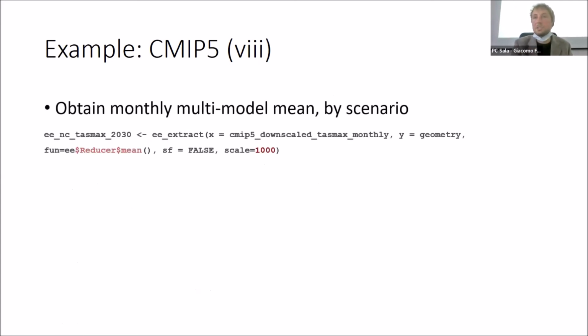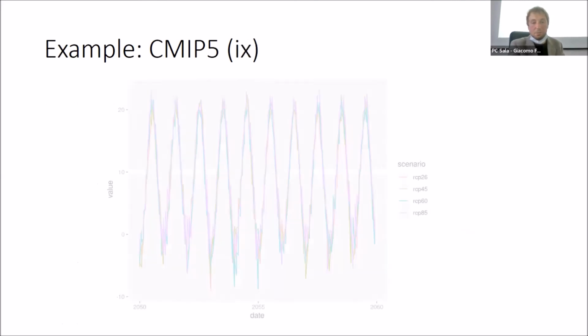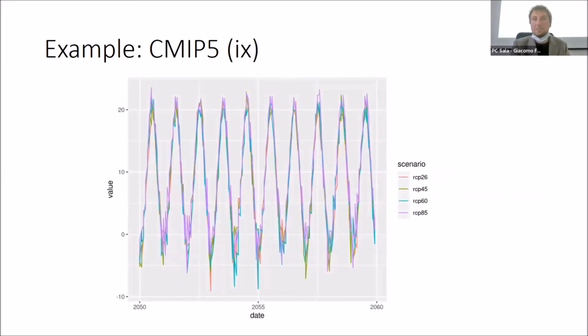And then again, you use the EIEE extract like before. You process the data and you come up with something like this, which is, for each scenario, the monthly evolution of minimum temperature over the specific locations for the time period in question. And here already you can see a bit more how the different emission scenarios impact minimum temperature, that it's looking different from one scenario to the other.